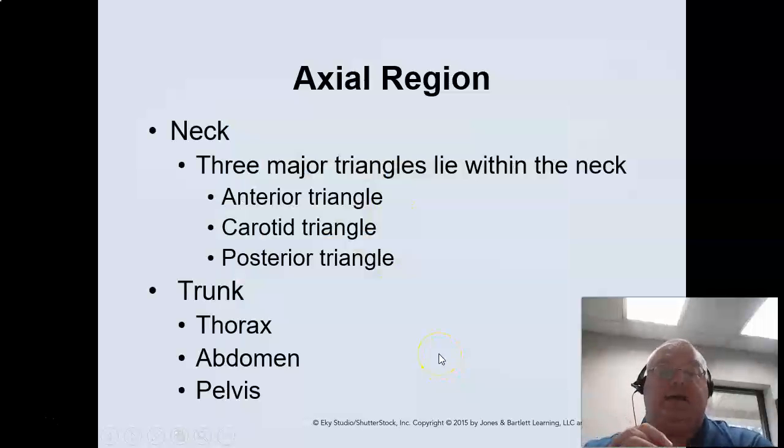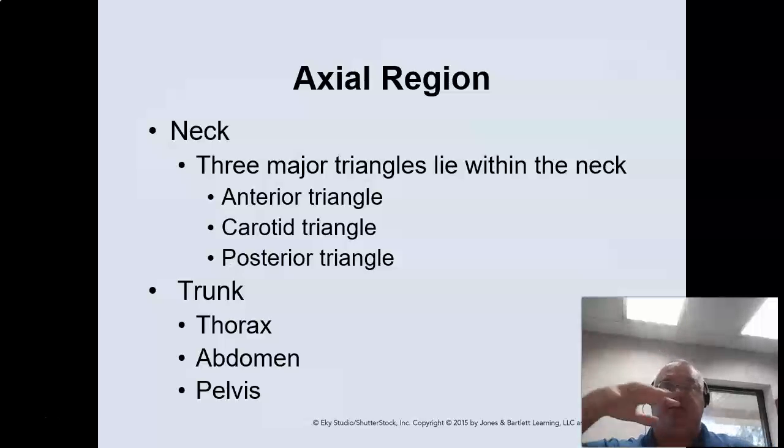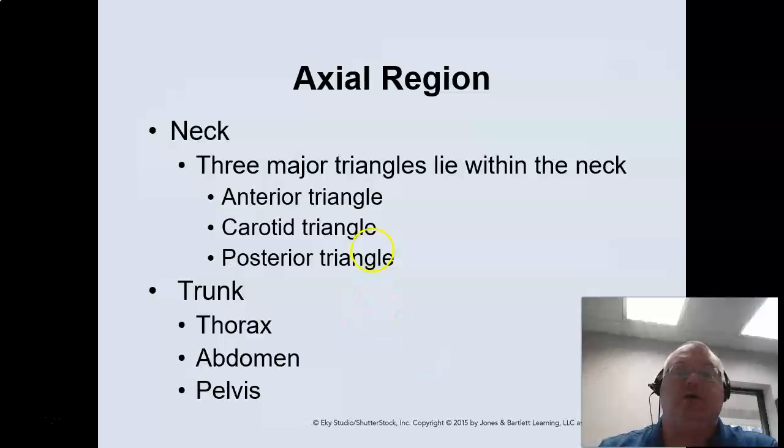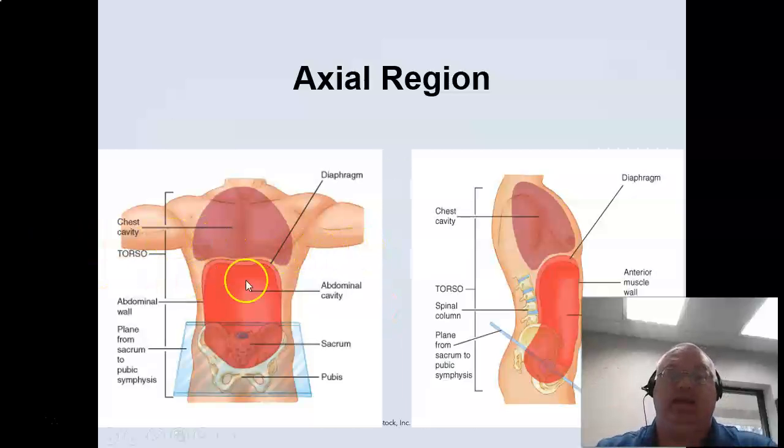Your neck, the 3 major triangles lie within the neck. You've got the anterior, your carotid triangle, and the posterior triangle. Again, your trunk is the thorax, the abdomen, and the pelvis. That is known as the body's trunk. So again, they have different areas as far as the chest cavity. In the abdominal cavity, there's also a retroperitoneal cavity back in this generalized area.